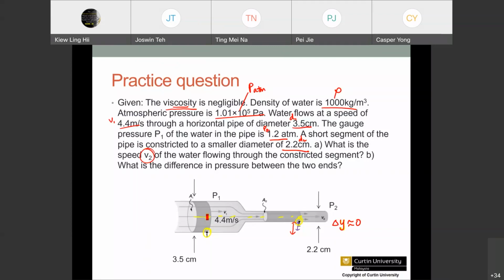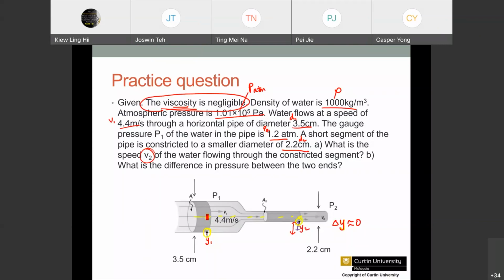So for this case, let's say we have already done one assumption. In your syllabus, we have already assumed that the viscosity is negligible. Even though now your points y1 and y2 are in these two locations, the change in height will be assumed as negligible because the distance is too small. In your syllabus, our aim is for you to get familiarized with the application of the Bernoulli equation. We want you to know how to use this equation.